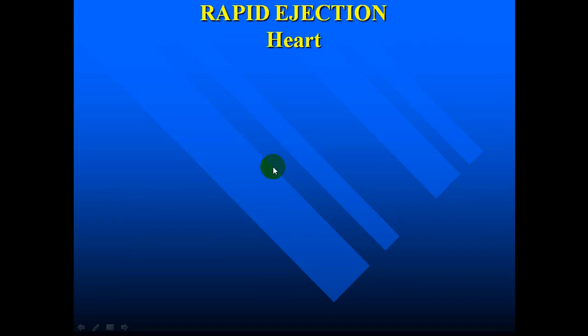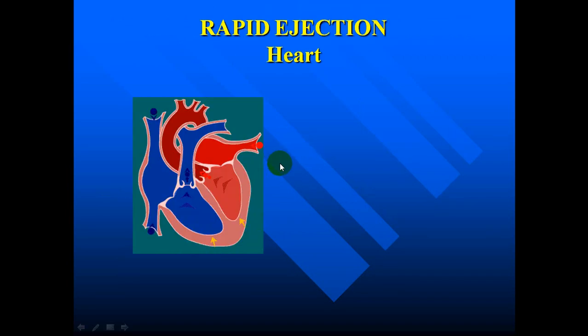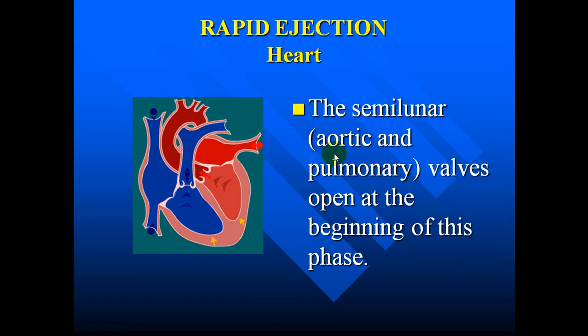Come to the next phase, rapid ejection of the blood. At this moment, the semilunar valves, aortic and pulmonary, open due to the high pressure built up in both ventricles at the end of isovolemic contraction, when the pressure is more than in the aorta and the pulmonary artery. This pushes the semilunar valves open and the blood is rapidly ejected. As we said, about 70% or more of the blood is ejected in this phase.